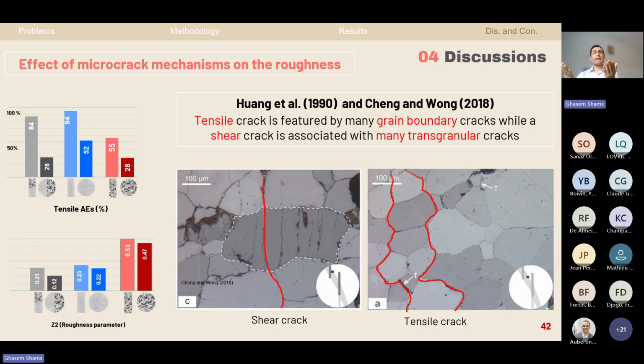Therefore, here we can observe why we have rougher surfaces from direct tensile test and smoother surfaces from shear test in Brazilian test. Because in Brazilian test, we had a higher number of shear microcracks that sheared the surface. But in direct tensile test, we had a higher contribution of tensile cracks that pass through the grain boundaries. They produce a rougher final surface.